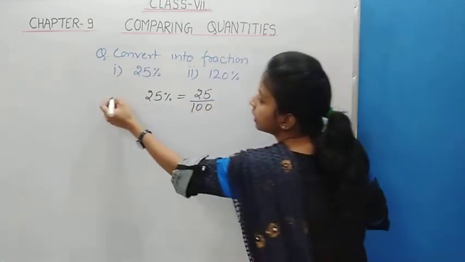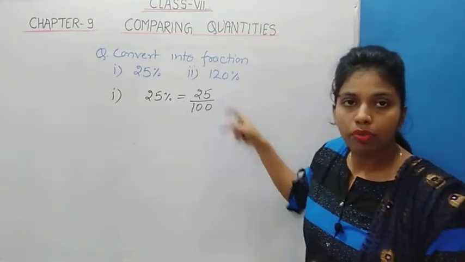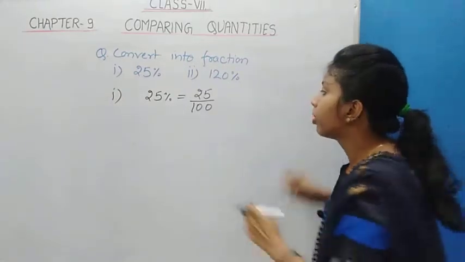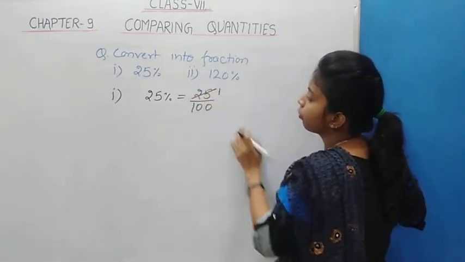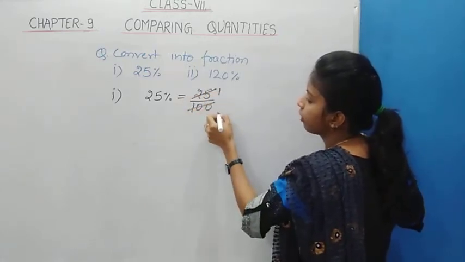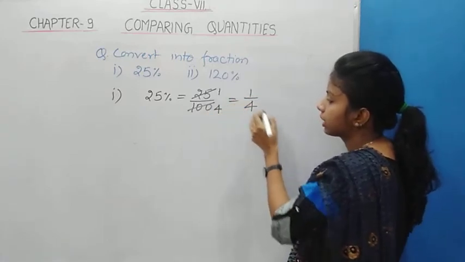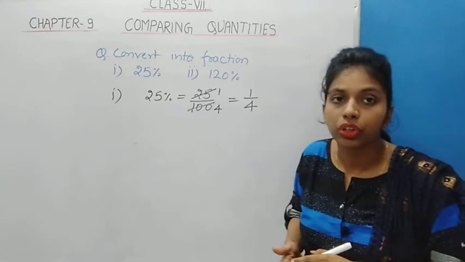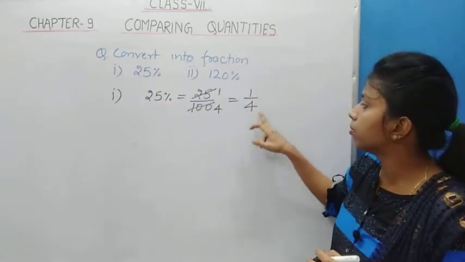So we can write it like that. After that, this is in the form of a fraction, so we can simplify it. 25 ones are 25 and 25 fours are 100. So we get the simplest form of the fraction, that is 1 by 4. So 25% can be written as 1 by 4.